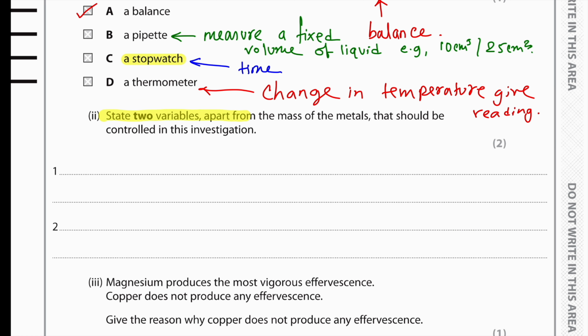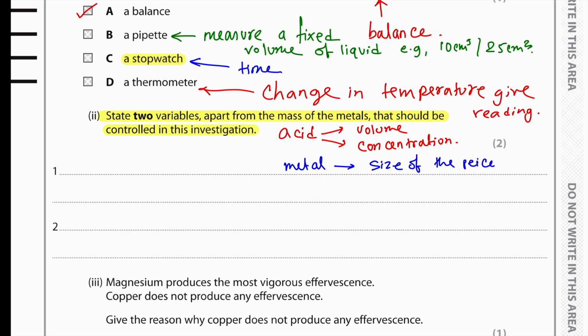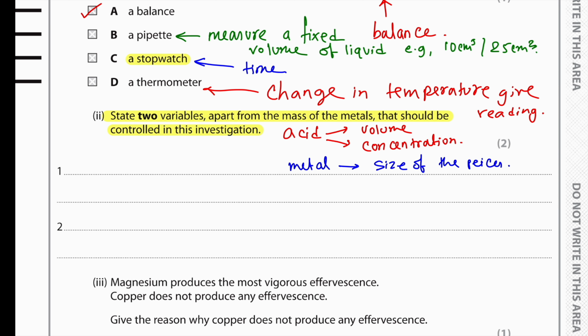State two variables apart from the mass of the metal that should be controlled in this investigation. Since this particular experiment is using acid, two things for acid can be mentioned. First, volume, and the other one is concentration. Since we are using metal, the size of the metal will vary the rate of the experiment. So size of the pieces. Since the experiment is to find out the rate, temperature should be kept constant as well. So the same starting temperature should be used.